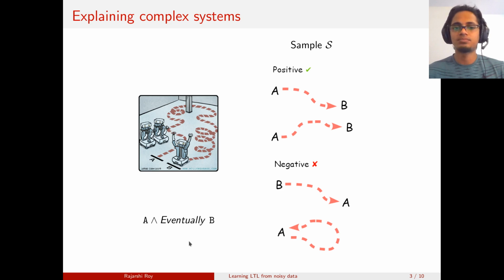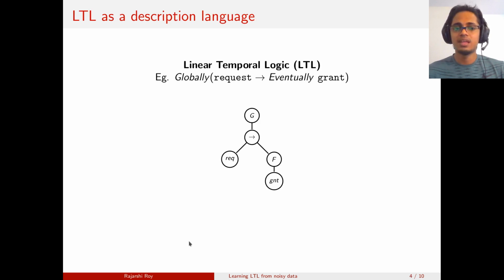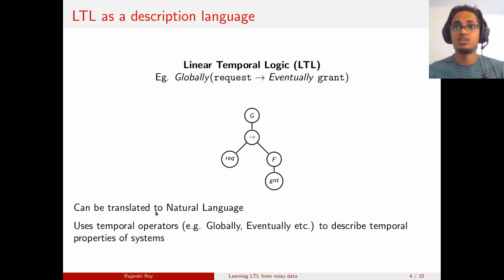Now, the description that I just explained is in a formalism known as linear temporal logic or LTL. In recent years, LTL has gained popularity as an explainable model since it can be translated to natural language easily. Moreover, it incorporates several temporal operators such as globally, eventually, and so on to capture temporal properties of systems. Using such operators, one can concisely describe a property such as whenever a request is made to the robot, it is eventually granted using a formula of this kind. Now for ease of representation, we would visualize LTL formulas using their syntax trees.